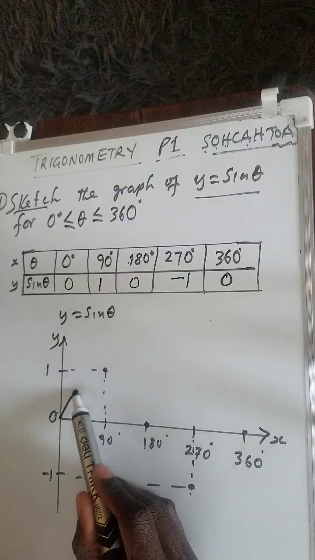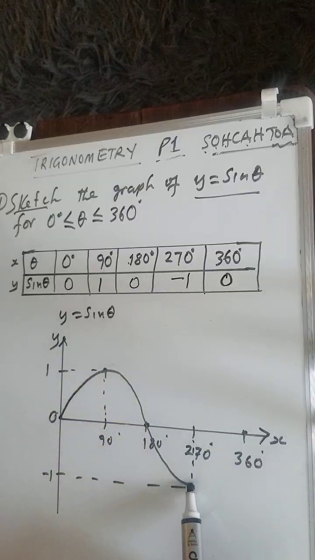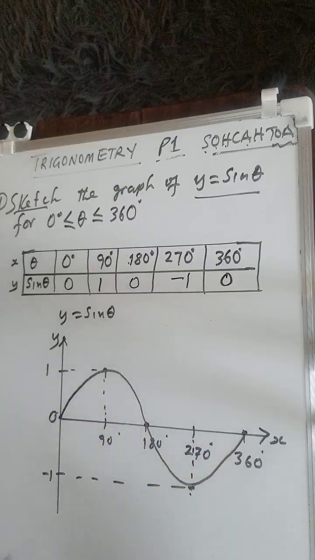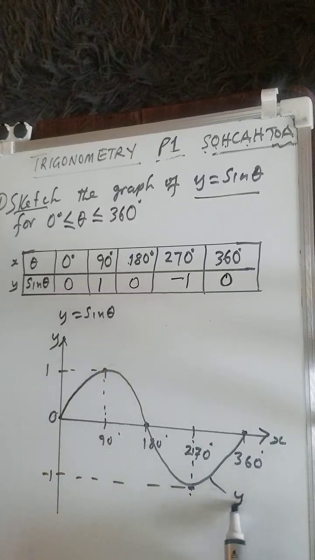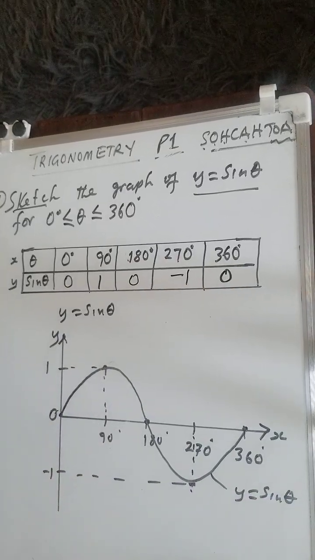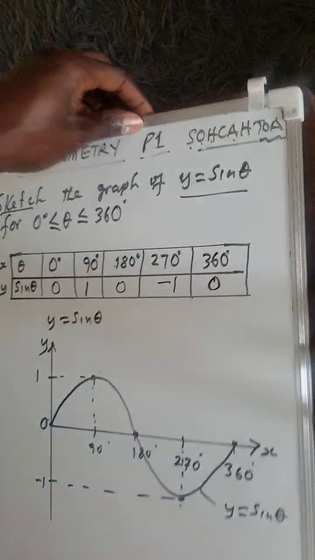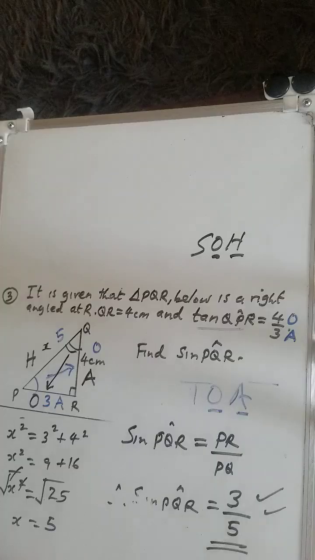So your graph should look a smooth curve there, passes through those points, makes a curve, and that's the one. So that's the graph, and you label it y is equal to sine theta. So basically that is the way you can go about it. Let me conclude and show you how you can sketch the cosine graph there.